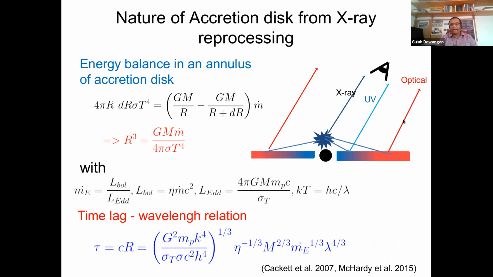optical ultraviolet band. Because our accretion disk has a temperature profile, the inner regions of the accretion disk have higher temperature and the temperature decreases outside. So the reprocessed emission in the ultraviolet band arises closer to the black hole, while the optical emission arises further away from this region. And if this is the case, then one can measure the delay between the X-ray emission and the reprocessed ultraviolet and optical emission. And that delay will depend on the wavelength.